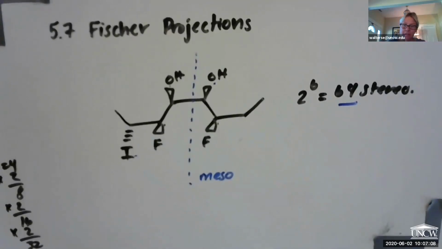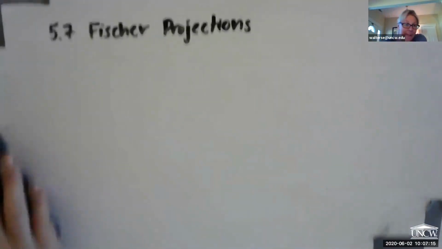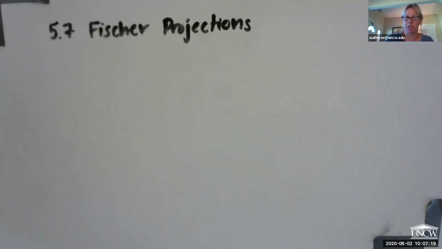But you could have tons of chiral centers in molecules. Obviously, I'm not going to ever ask you to draw me 64 different stereoisomers, so don't worry about drawing that many things. But you should be able to look at two things and make a relationship.